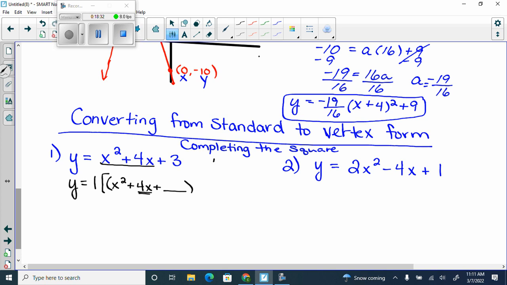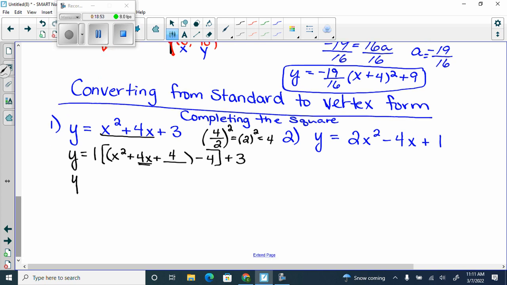So I'm going to go 4 divided by 2, and I told you not to skip steps because it makes it easier for you to factor. 4 divided by 2 squared is 2 squared, which is 4. So I'm going to add a 4. Then I'm going to subtract a 4, square bracket, and then I add my 3 at the back.